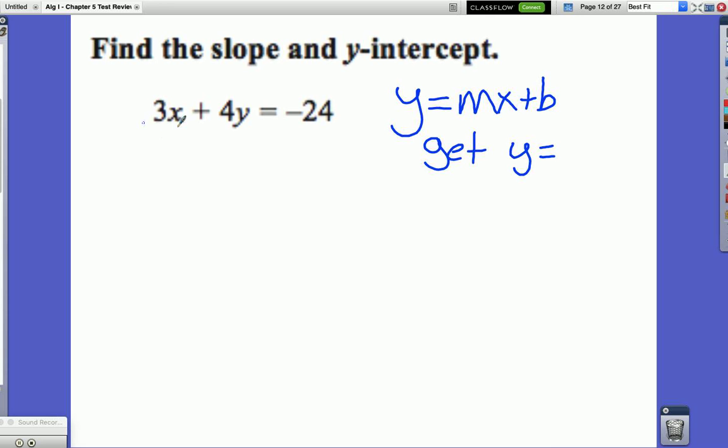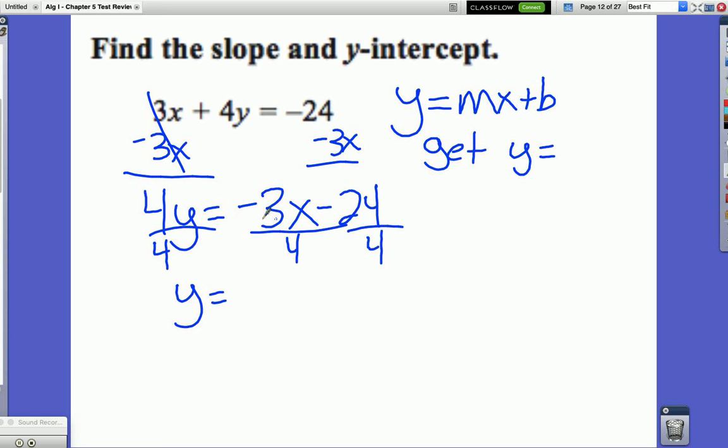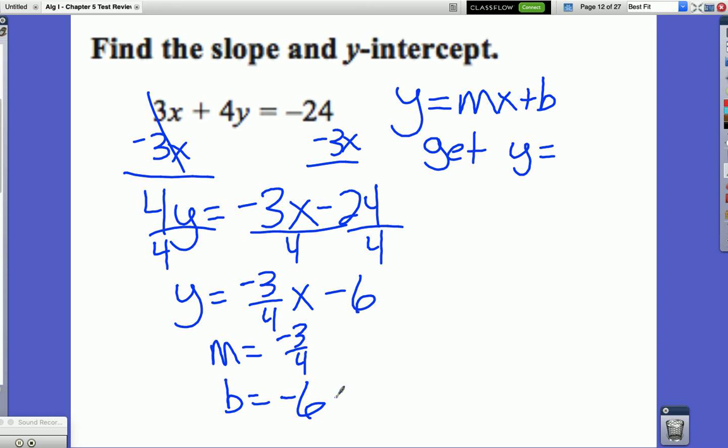So we have to move this 3x the other side, so opposite of a positive is a negative. Crosses out, so we have 4y equals. We can't combine these, they are not like terms, so negative 3x minus 24. And to undo a times 4, we're going to divide both sides, so everything gets divided by 4. Y equals, we leave this as a fraction, negative 3 over 4, x minus 6. Once we get y equals, then we can identify the slope and the y-intercept like the question asks. So slope is negative 3 over 4, and the y-intercept negative 6.